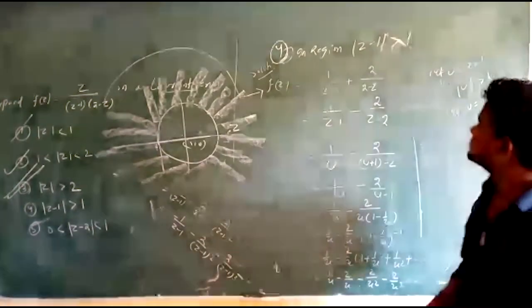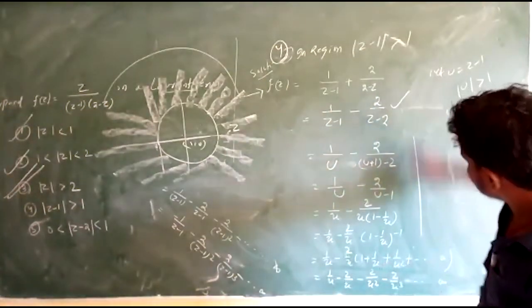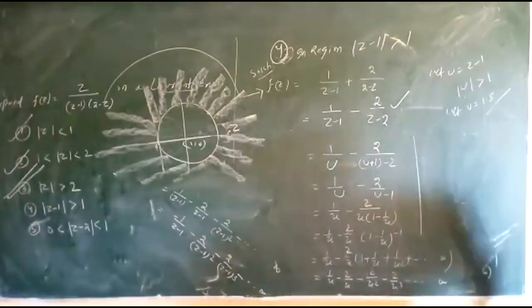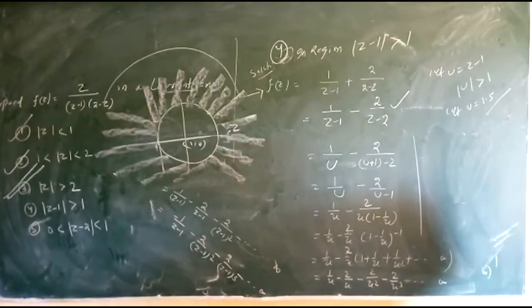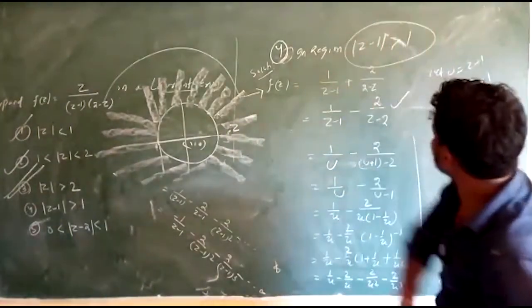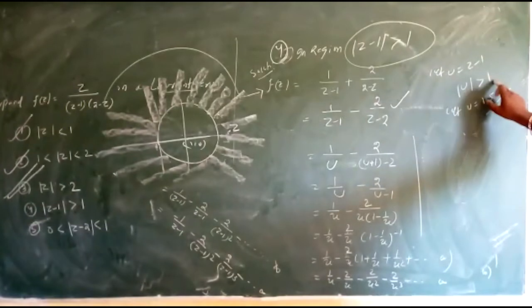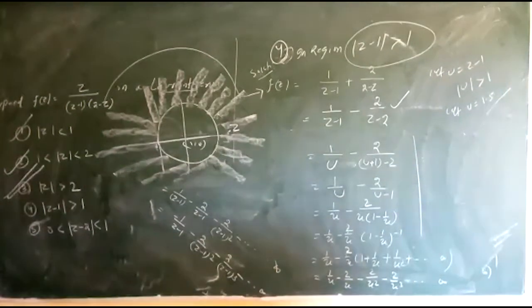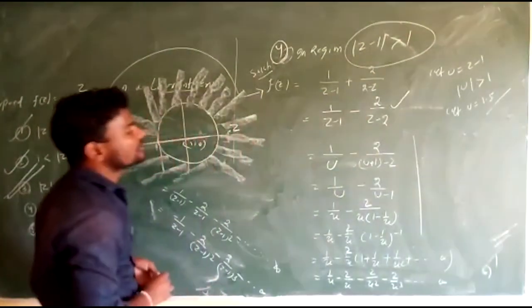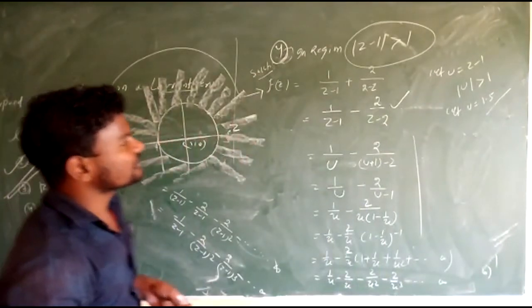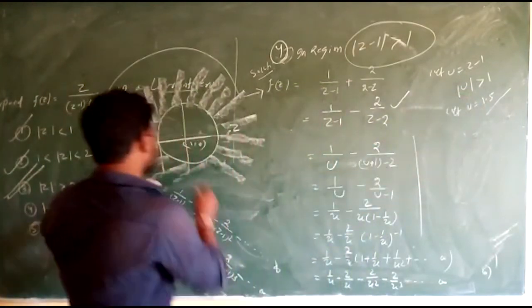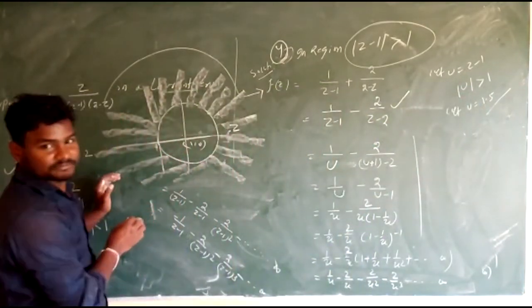By putting z minus 1 equal to u, this can be converted as this. u equal to z minus 1. Then this region is converted to mod u greater than 1. That means mod u greater than 1. Then what is the center? What is the center of u? 0, 0. Not 1, 0.